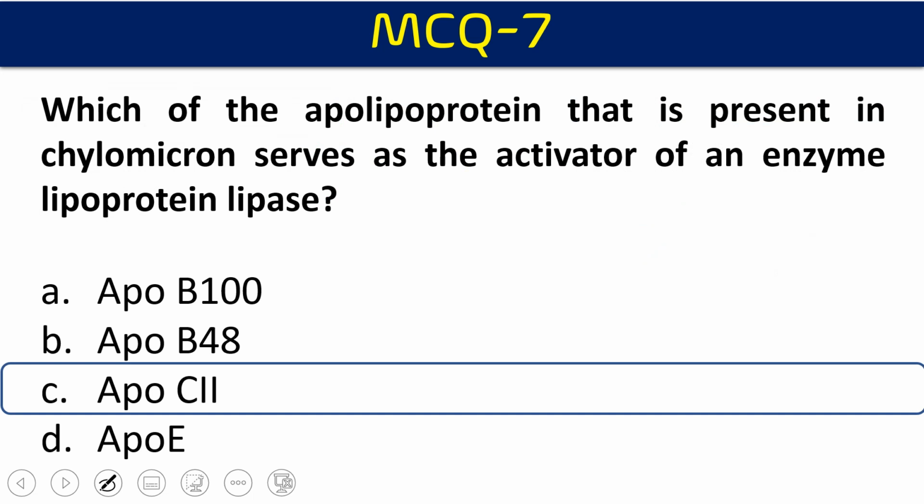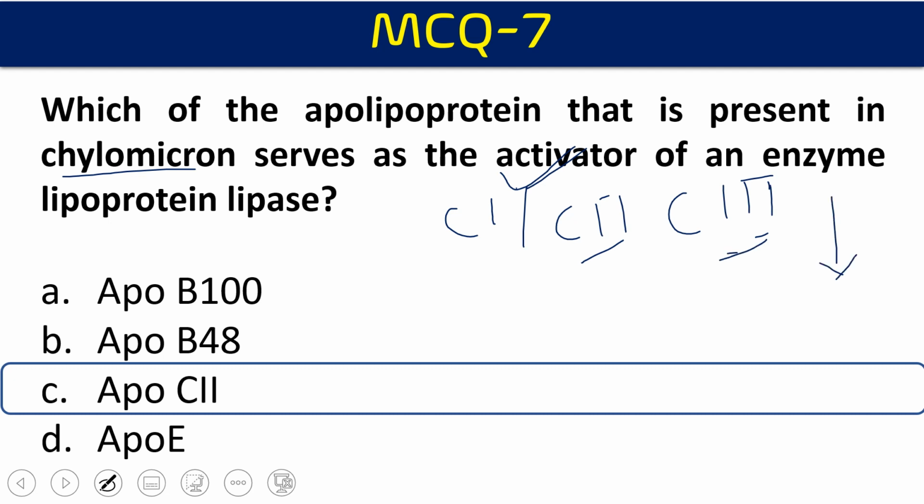Normally, I have told you chylomicron is having C1, C2 and C3. If you see, C2 works as the activator of LPL and C3 works as the inhibitor of LPL. So C2 is the activator, because the question is for the activator, and if the question is on the inhibitor, then it is C3. The same thing is present in VLDL also. In VLDL also we are having C2 and C3. There C2 works as activator and C3 works as inhibitor.